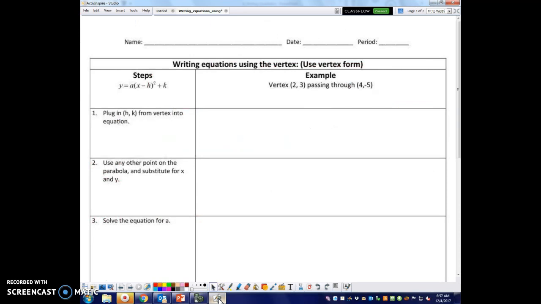I'm going to list out all the steps here, step by step, and then you have a few problems on the back of the paper for you to work out on your own. Okay, so step number 1, plug in h and k from the vertex into the equation. Okay, so it says that our vertex is (2, 3), passing through (4, negative 5). This is our formula. So we have y equals a(x minus h) squared plus k. All right? They want us to plug in h and k from the vertex into the equation.